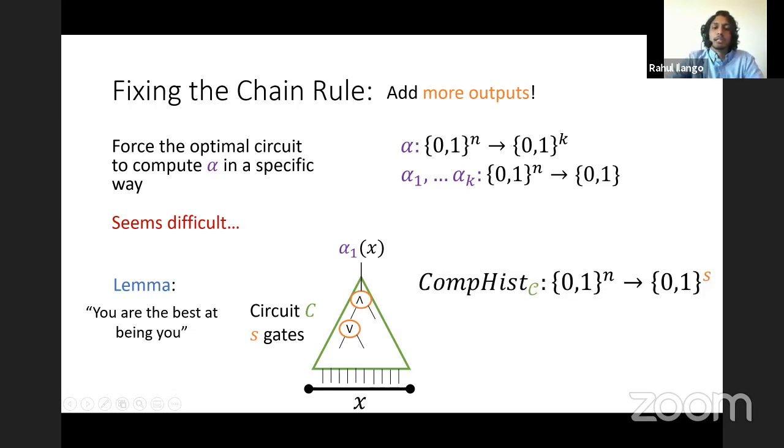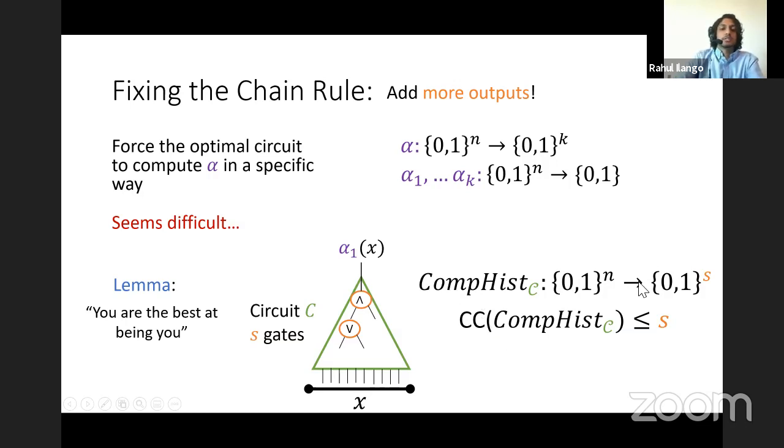So there's a really natural multi-output function associated with this circuit, which I call the computational history of this circuit, which is just, for each gate in the circuit, I'm going to have an output bit corresponding to that. And on input X, it's just going to output what that gate output. So on input 0 to the n, the first bit of this is going to be what the first gate output. The second bit is going to be what the second gate output, and so on. So this function is just describing exactly what the circuit is computing on X. And kind of trivially, by construction, C is a circuit that is computing its own computational history.